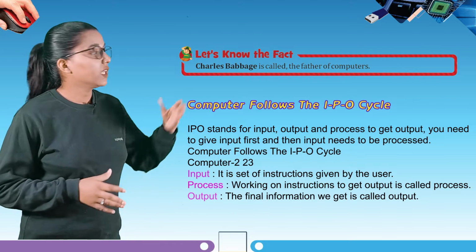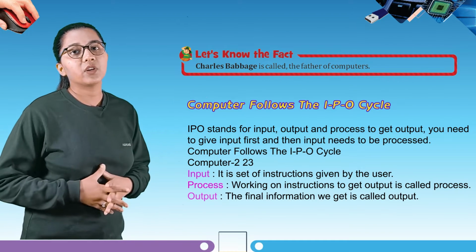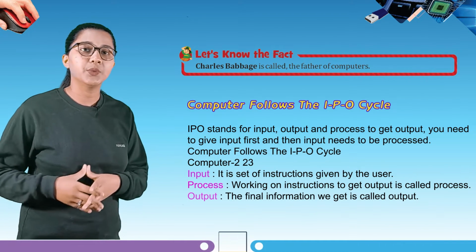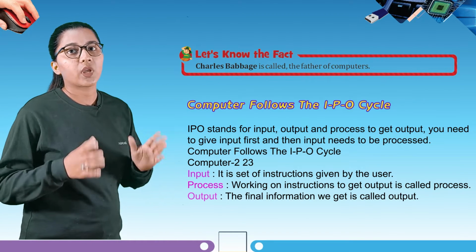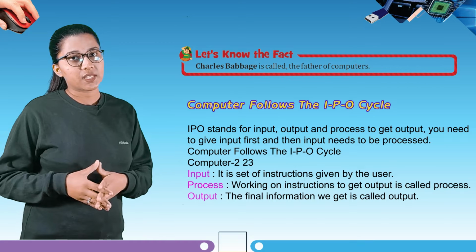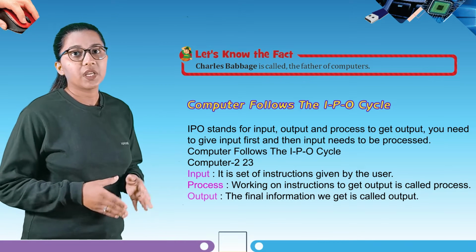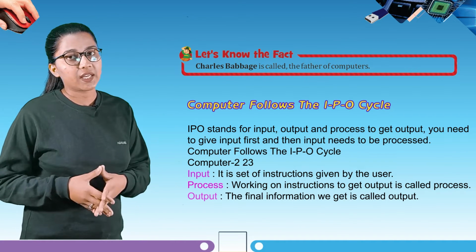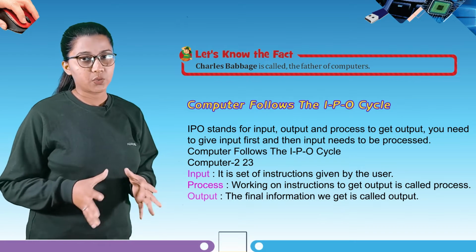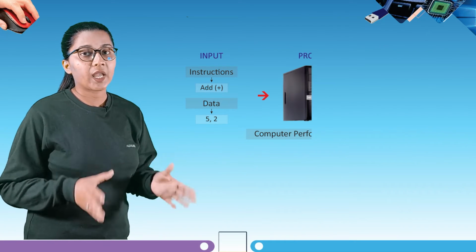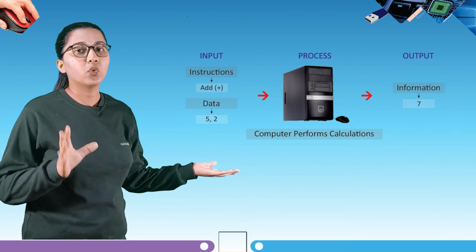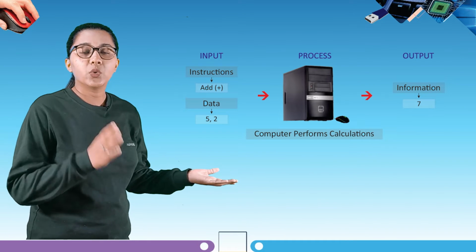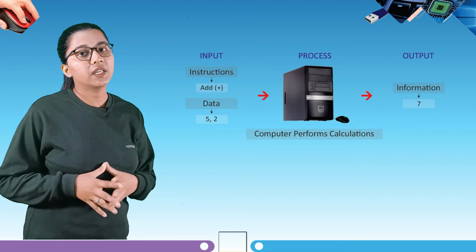First we have input. It is set of instruction given by the user. Process, working on instructions to get output is called process. Output, the final information we get is called output. So students, to understand the IPO cycle, here is a picture given to you. You have to go through it so that you can learn about the IPO cycle clearly.